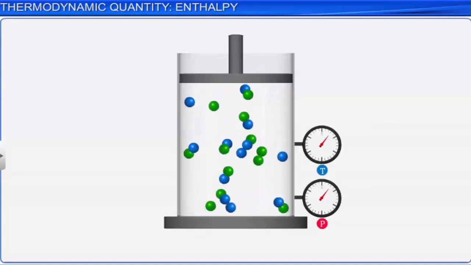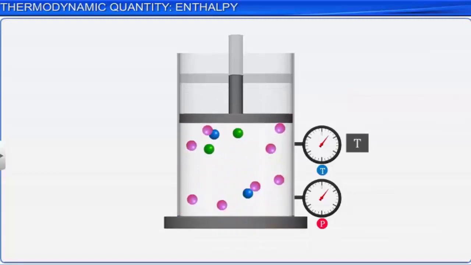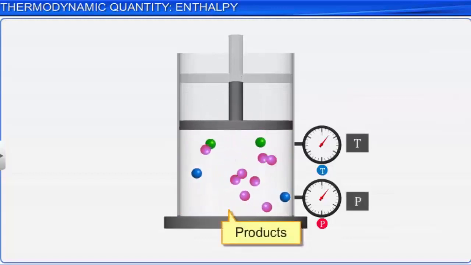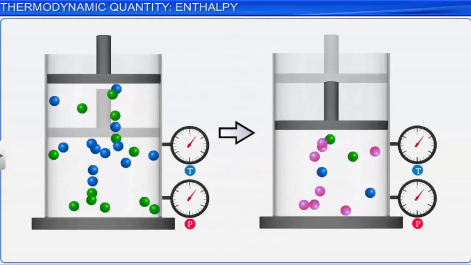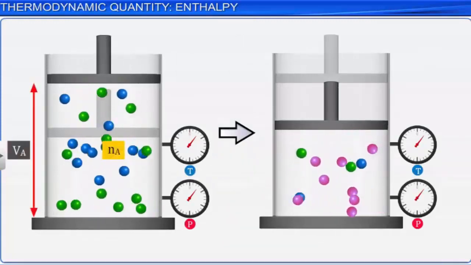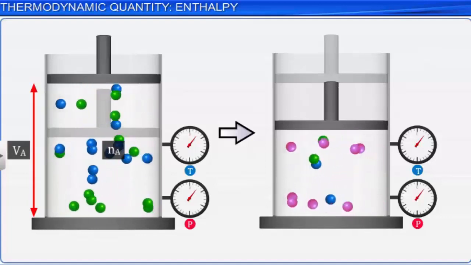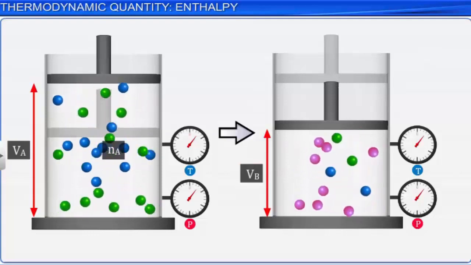Let's consider a chemical reaction occurring at constant temperature, T, and constant pressure, P. Now, let's say that the volume of the reactants is V_A and the number of moles in the reactants is n_A. Similarly, the volume of the products is V_B and the number of moles in the product is n_B.